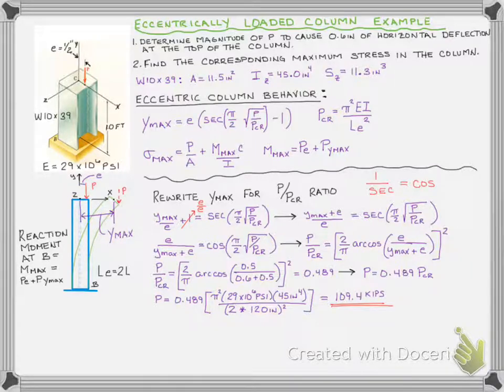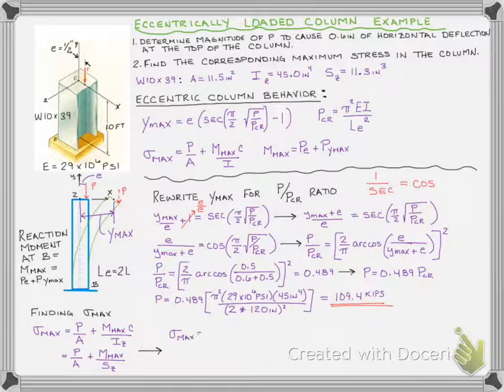So we established already that our sigma is P over A plus MC over I, and just to simplify things, instead of having to look up and find out what C is for this shape or the depth and take the half of that, remember we can also use the section modulus. So MC over I is the same thing as M over S, and we were able to pull that right out of the table. And don't forget, we also know that the moment max is PE plus P Y max. So let's just start plugging things in.